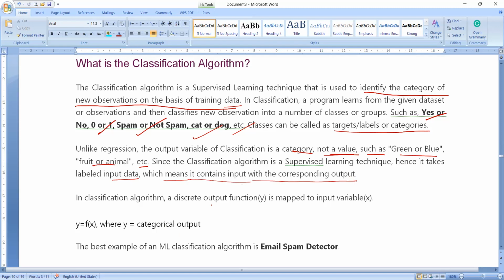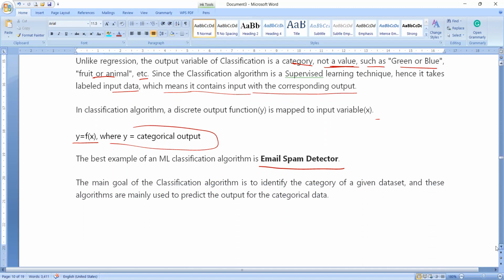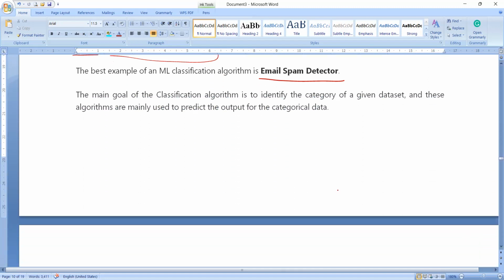The classification algorithm maps a discrete output function y to the input variable x. So y is equal to f of x, where y is a categorical output. The best example of machine learning classification algorithms is an email spam detector. This is an example of classification. The main goal of a classification algorithm is to identify the category of the given data set, and these algorithms are mainly used to predict the output for categorical data.